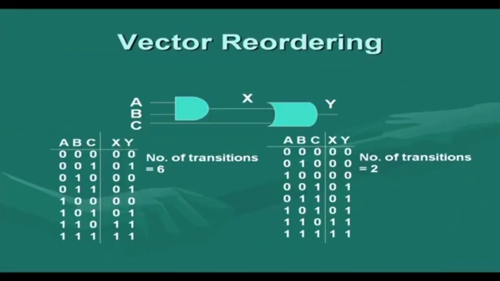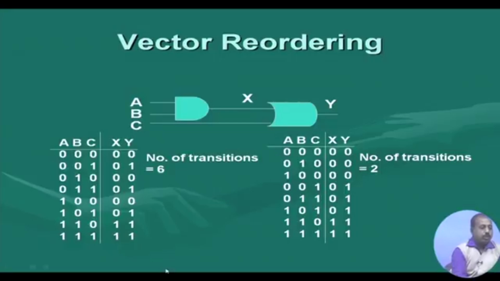To take a typical example of how this vector reordering can help in the transition reduction process. Suppose I have a 3 input circuit with inputs A, B and C, with A and B feeding an AND gate, and this feeding one OR gate. Now, if we are going for an exhaustive test, a typical example can be that I use some sort of a mod 8 counter that generates all the 8 test patterns exhaustively.